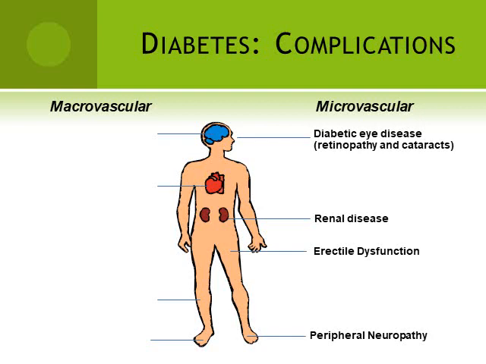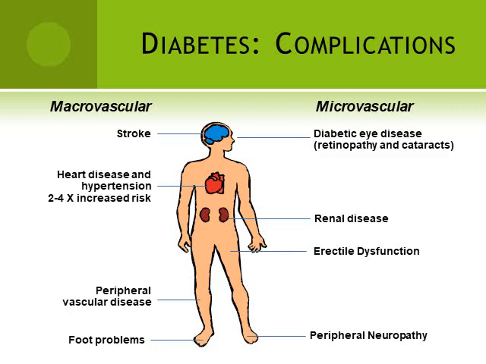These are the microvascular complications, and these are seen when the patient is not controlled properly. Once the person is controlled, the incidence of these complications can clearly be reduced. The other complications of diabetes are called the macrovascular disease. Amongst those, stroke, heart disease, peripheral vascular disease, and foot problems are included.